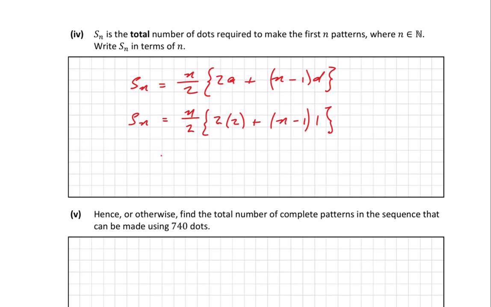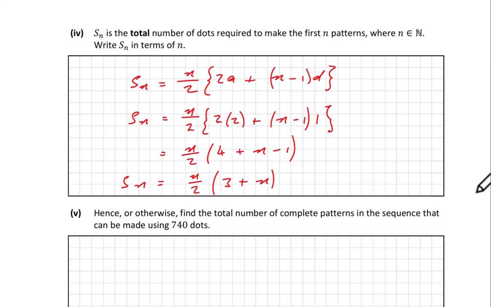So you just got to simplify this. So it's n over 2 times 4 plus n minus 1. And that's just going to be n over 2 times 4 minus 1 is 3 plus n. So this is our formula here for the total number of dots required to make the first n patterns. It's what you get when you add up all the dots up to pattern n.